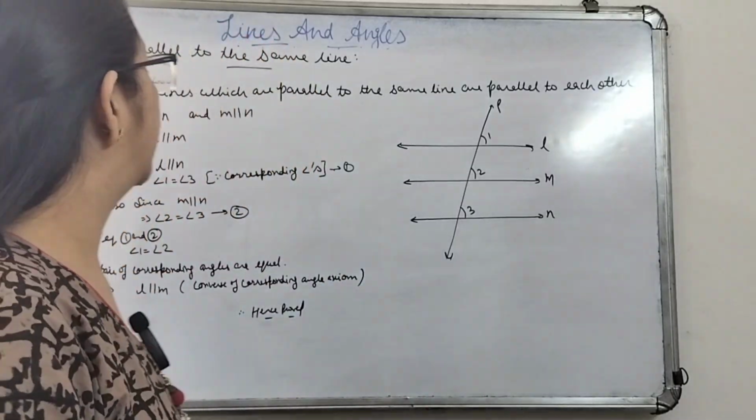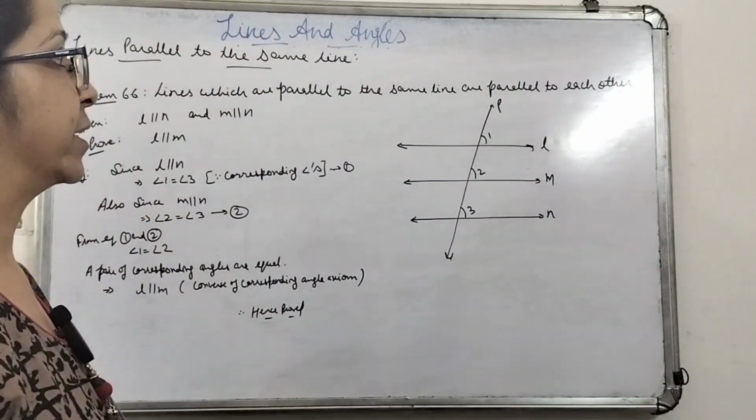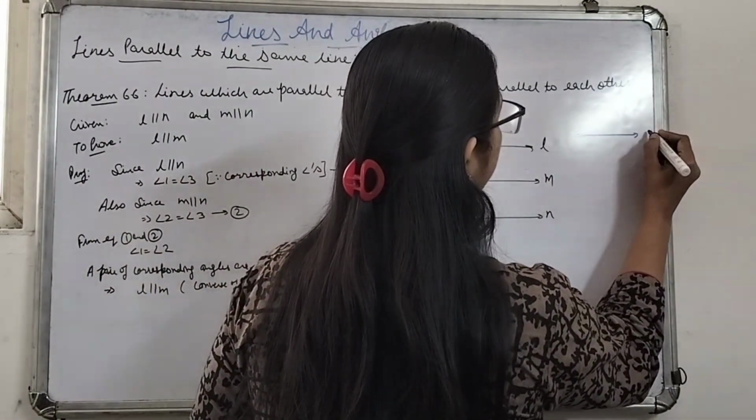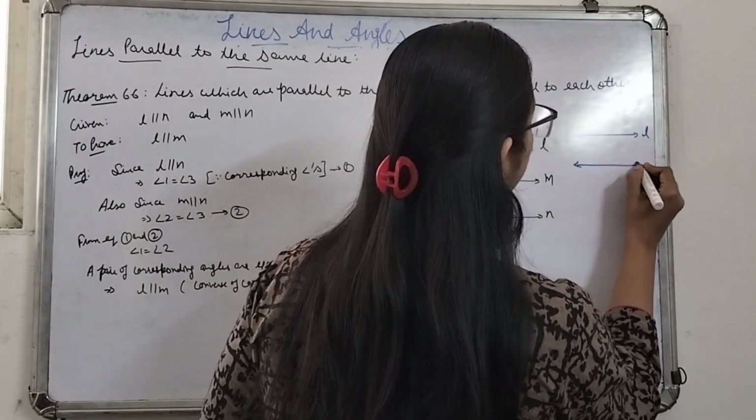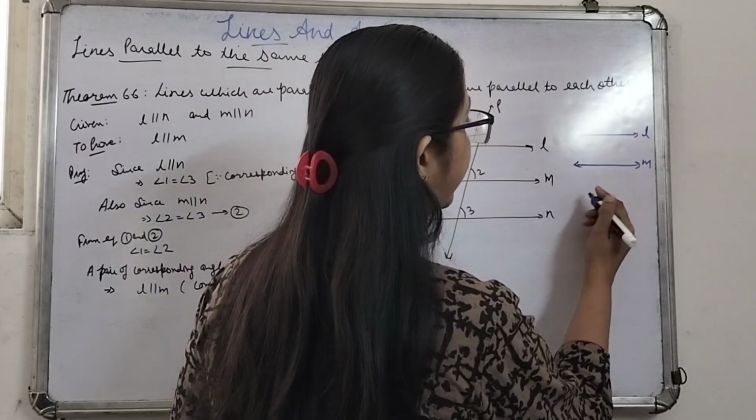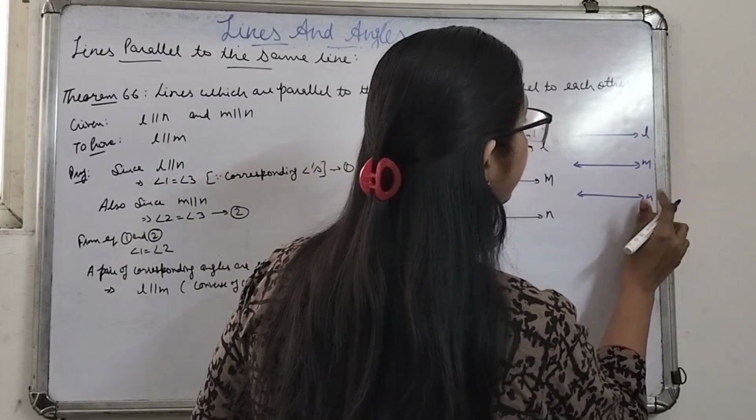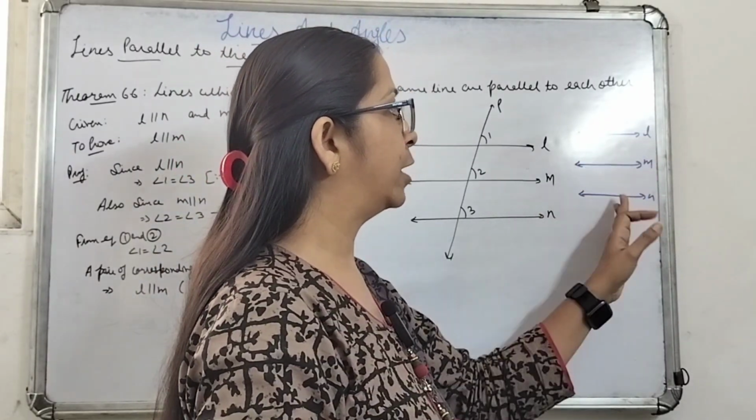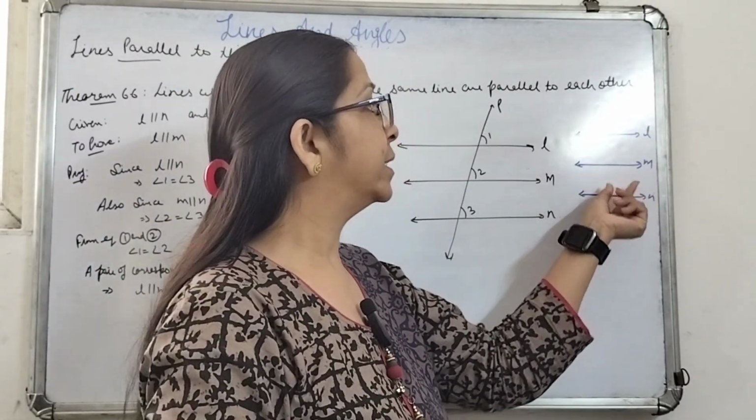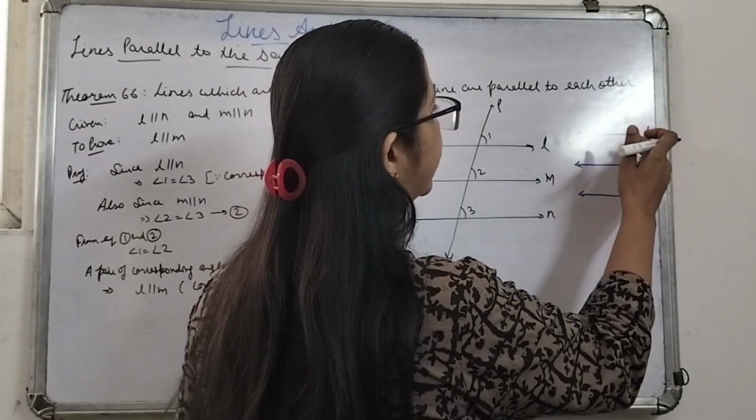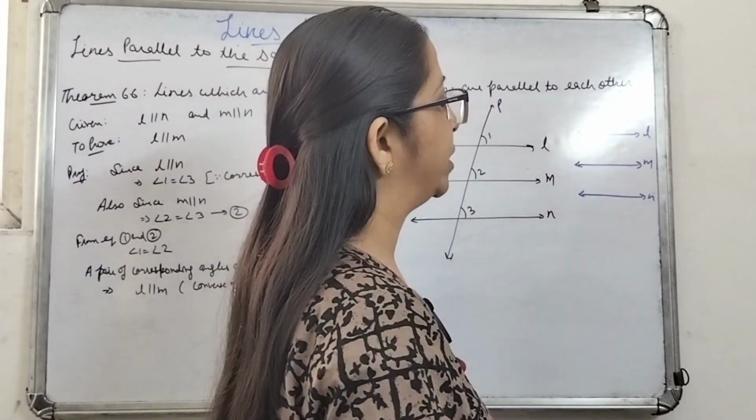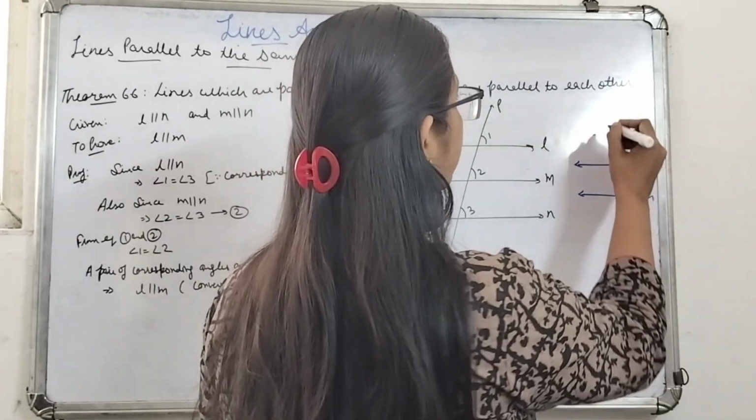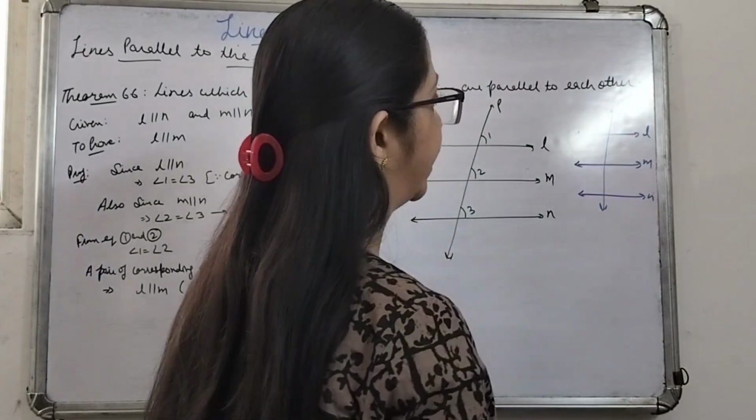Now let's understand lines parallel to the same line. Suppose there are two lines, this line is your L, it is parallel to this line, say M, and there is one more line N which is parallel to your M. That means L and N both are parallel to your line M. In that case, how can we say that these two lines will even be parallel to each other? That means L and N will also be parallel to each other. How can we find it out? How can we prove it?